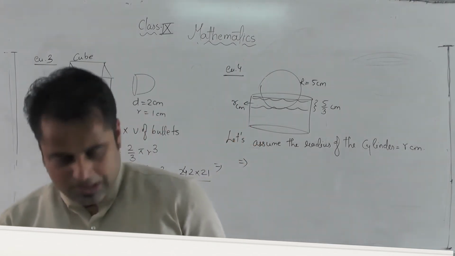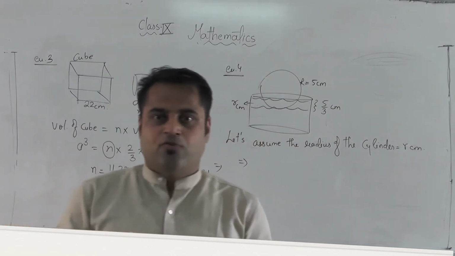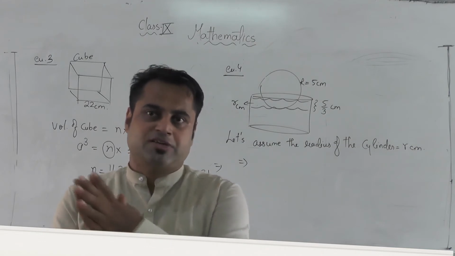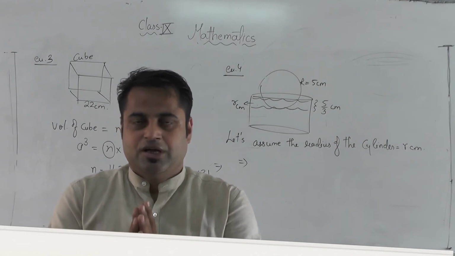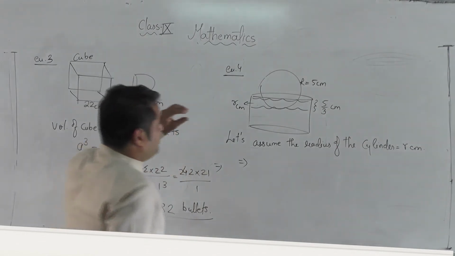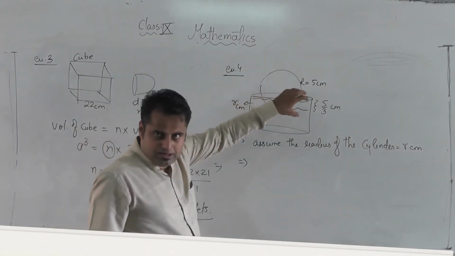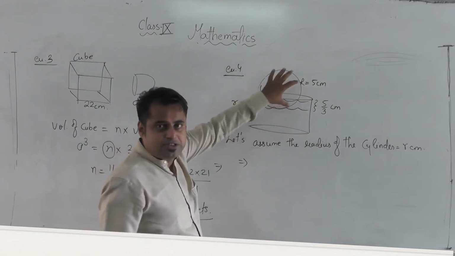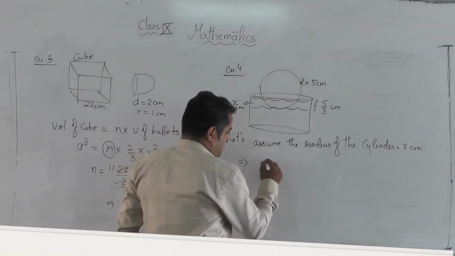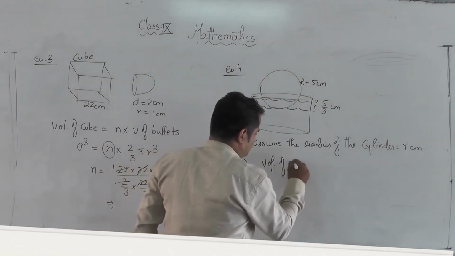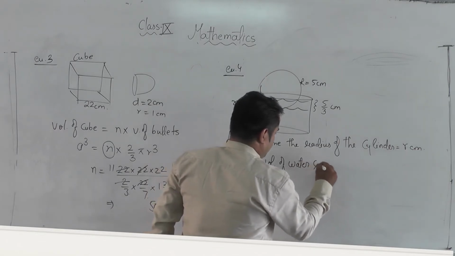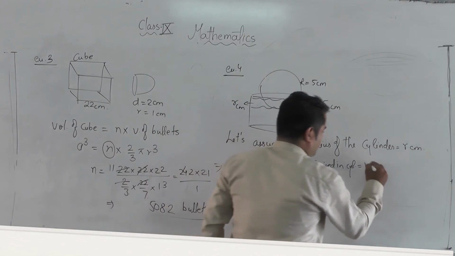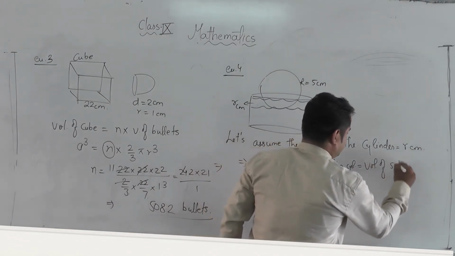Now see, there is a physics law, Archimedes' law. What Archimedes told is that the volume of water displaced by an object which is fully or partially immersed in water is equivalent to the volume of the object. Means what? The rise in volume in the cylinder is equivalent to the volume of this sphere which is immersed in water. So what we are keeping here is volume of water raised in cylinder, that is equivalent to volume of sphere.